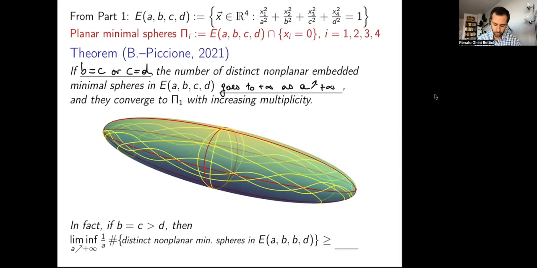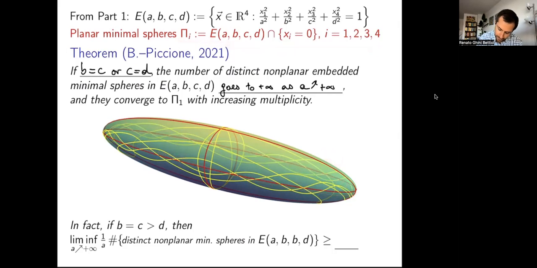Okay, and so for each finite value of A, there's only finitely many minimal 2 spheres up to congruences. That, for example, comes from Tromba and Schoen. But the number grows as A gets large. So in this picture, you can imagine A is this distance. As the ellipsoid elongates, more and more minimal 2 spheres will bifurcate from one of these planar minimal 2 spheres. For example, here, this would be pi 4 in that picture.